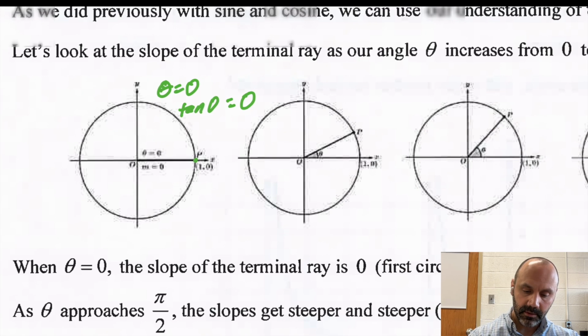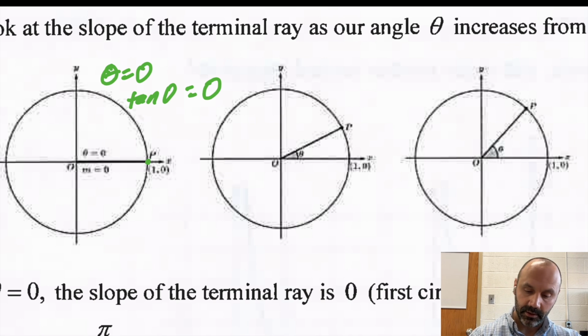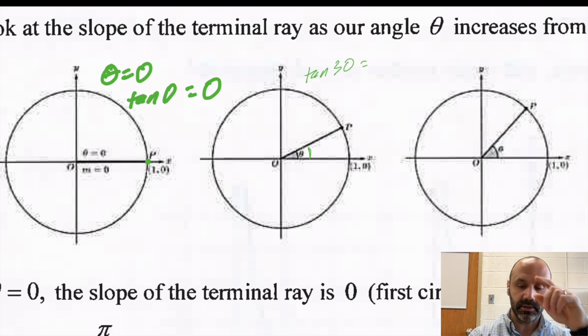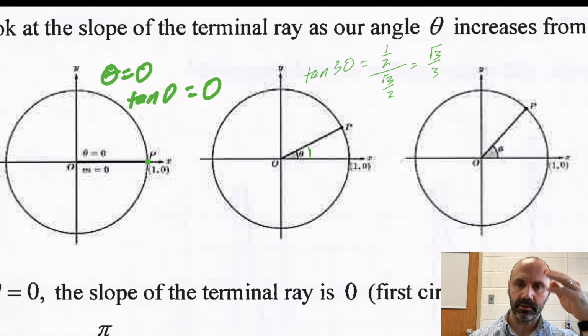And then as theta increases, tangent is going to increase, right? So let's imagine that this is something like 30 degrees. So tangent of 30 would be sine over cosine. So the sine is 1/2, and then cosine is root 3 over 2. So this ends up being root 3 over 3. The twos cancel out. We don't want to leave a radical on the bottom, so I simplified.